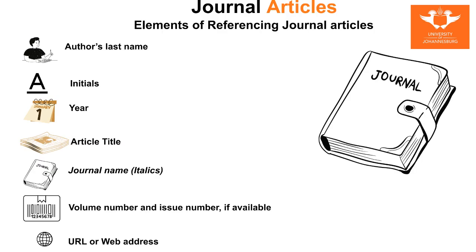When creating a full reference for a journal article, there are several important elements that you need to include. Now, let's look at how to reference a journal article. First, include the author's surname and initials. Next, provide the year of publication. Then, add the title of the article. After that, include the name of the journal in which the article was published. You should also include the volume number and issue number, where available. Next, provide the page numbers of the article. Finally, if you access the article online, include the URL or web address where it can be found.